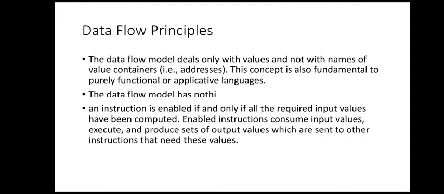The data flow model has nothing like an instruction counter. An instruction is enabled if and only if all the required input values have been computed. Enabled instructions consume input values, execute and produce a set of output values, which are then sent to other instructions that need these values. An instruction in data flow does not introduce sequencing constraints other than the ones imposed by data dependencies in the algorithm. Thus, it is possible to expose all of the parallelism in a data flow program.